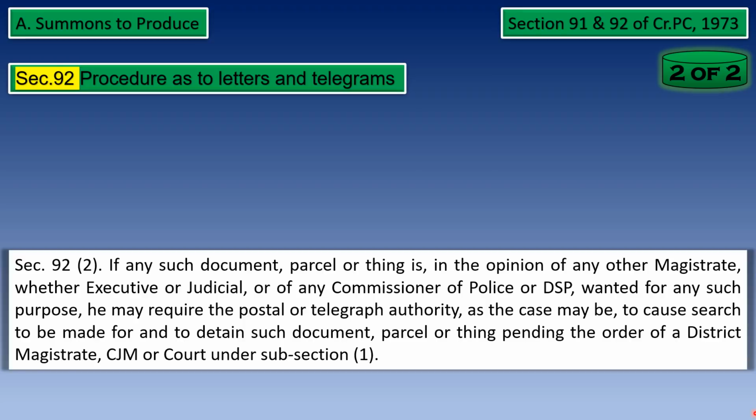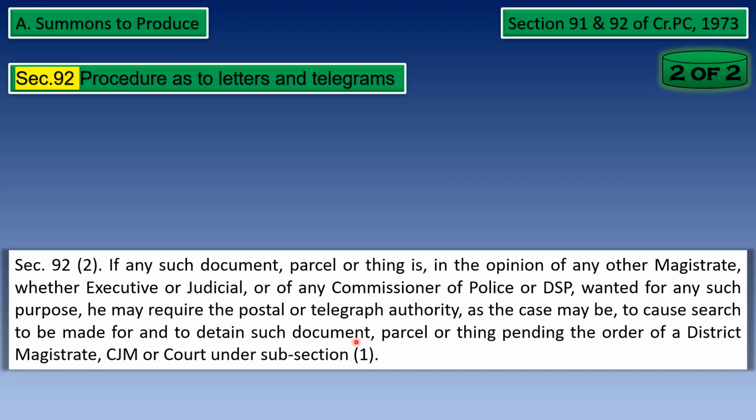It is speaking only regarding the parcel, things, letter, telegram which is in the custody of post or telegraph authorities. It is not to be delivered, because that has already been said in subsection 1. But subsection 2 says the thing can be ordered by a commissioner of police, DSP, or any other judicial officer or judicial officers as mentioned in subsection 1. The thing or document, parcel, which is in the custody of postal or telegraph authorities, may be searched and can be ordered to be detained.